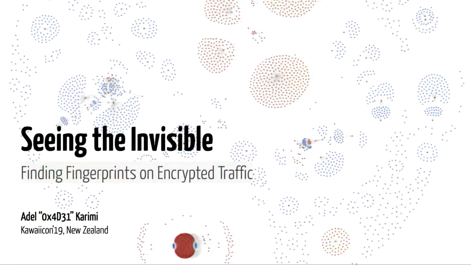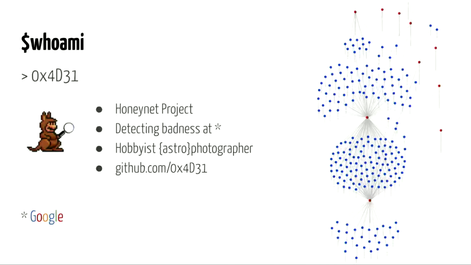So we're going to talk about fingerprinting encrypted traffic. I'm Adel, member of the HoneyNet project for about 10 years now, security engineer detecting badness at Google. And in my free time, I'm working on some open source projects you can find on my GitHub page and doing some astrophotography, like the photo you see in the last slide.